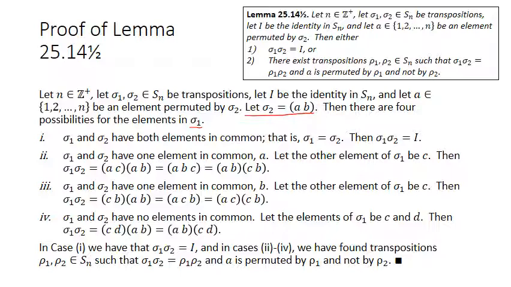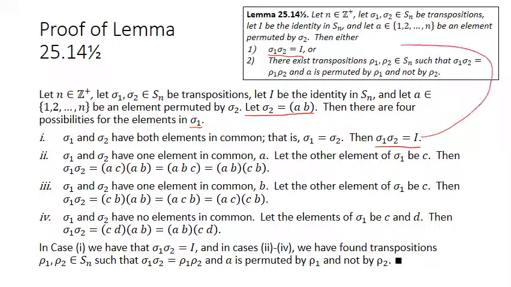Number 1, sigma 1 and sigma 2 have both elements in common. That is, they're actually the same transposition. So if you multiply a transposition by itself, or in other words, you compose it with itself, then what you're doing is you're swapping the elements and then you're swapping them back. So that is just the identity. Okay, so that leads to case 1 of the lemma statement. That's that first one there where it says sigma 1 sigma 2 equals I.